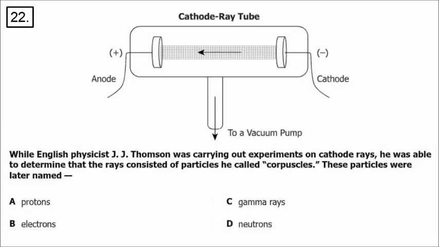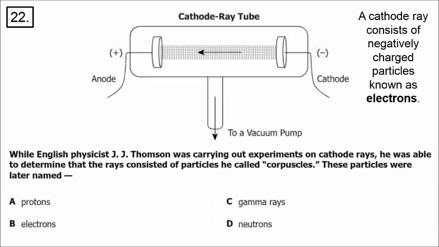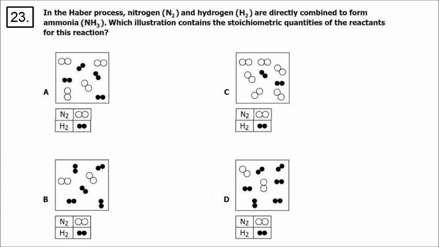Number 22 is showing us a cathode ray tube, and they're talking about J.J. Thomson's experiments with cathode rays and these particular particles that a cathode ray is made of. So we should know that a cathode ray consists of negatively charged particles, which are known as electrons. Correct answer is B.